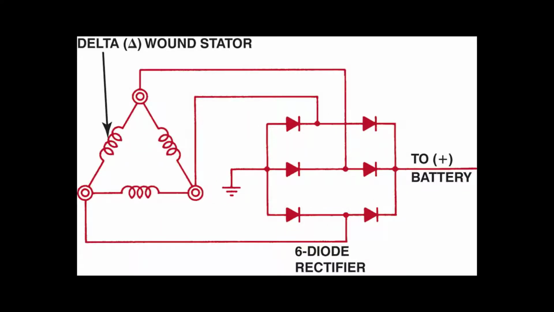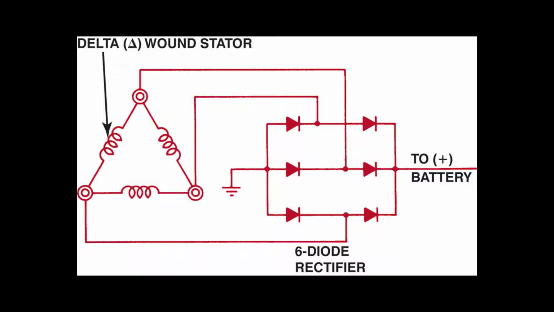The delta winding is connected in a triangular shape. Delta is the Greek letter shaped like a triangle, so that's how it gets its name. Current induced in each winding flows into the diodes in a parallel circuit. More current can flow through the 2 parallel circuits than can flow through a series circuit, like in the Y example. Delta-connected stators are used on alternators where high output at alternator revolutions per minute is required.